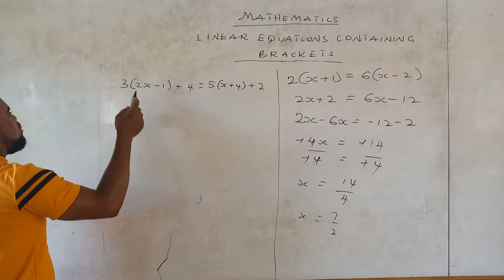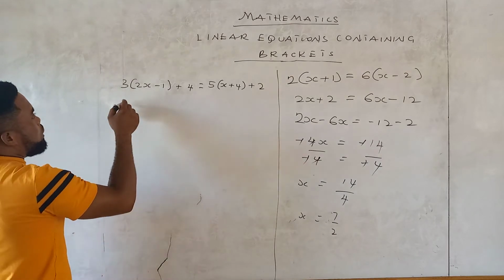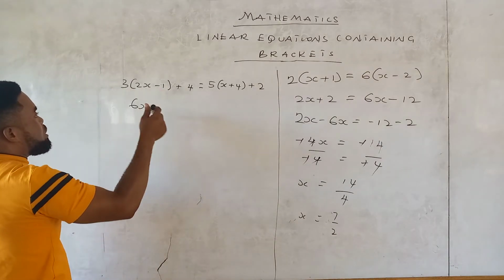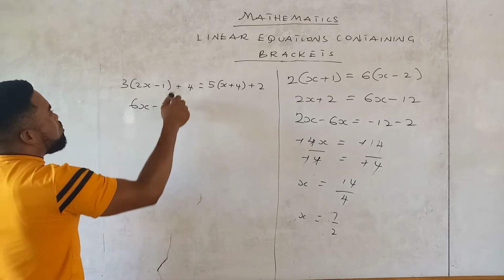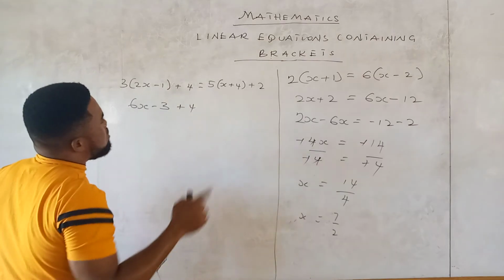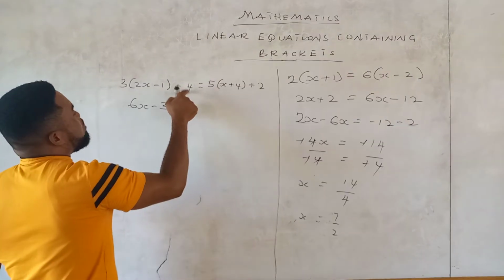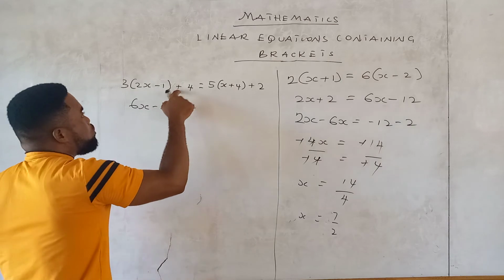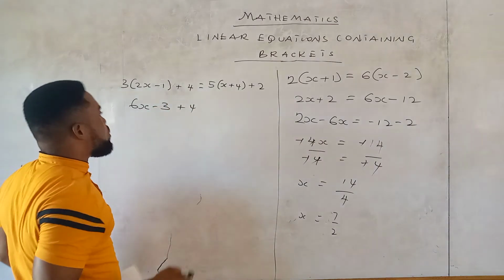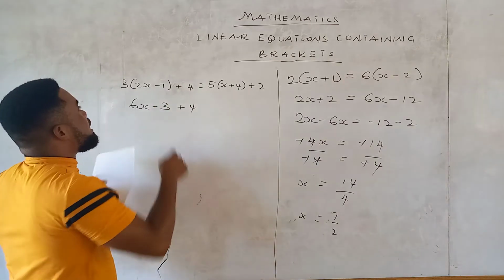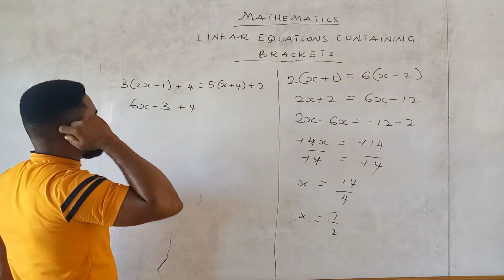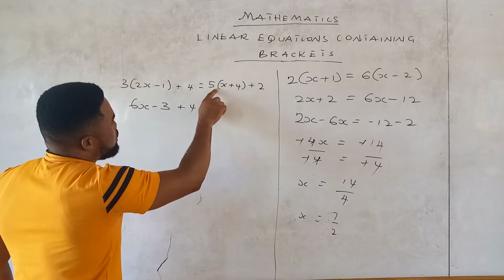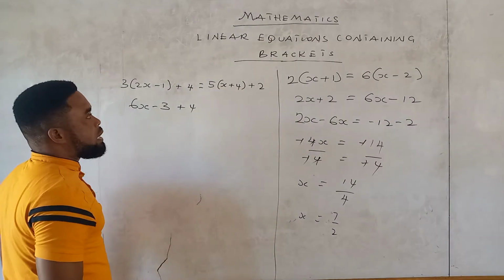So positive 3 will multiply the positive 2x, so we are going to have 6x. The signs are different, negative and positive, so we are going to have negative 3 plus 4. Please take notice, you do not multiply the 4 by the terms in the bracket, because there is an operational sign between the bracket and the 4, so you don't do that. Unless there is no operational sign between the terms, like the 5 into bracket, there is no operational sign, which means it is multiplying.